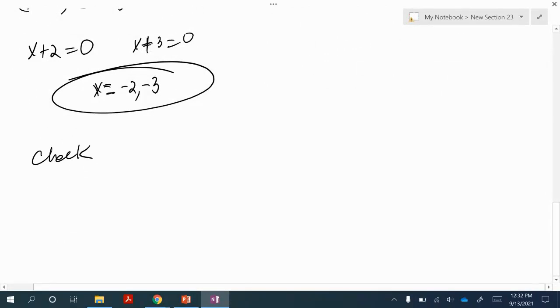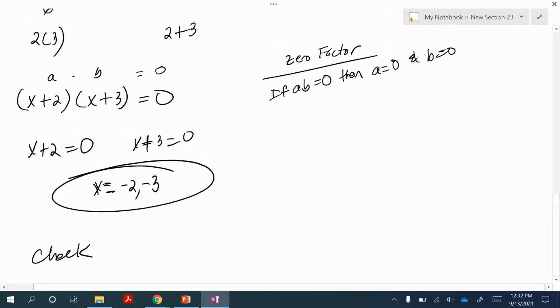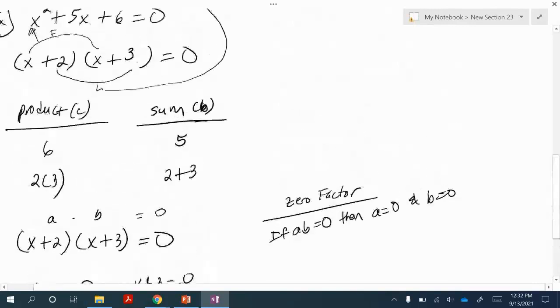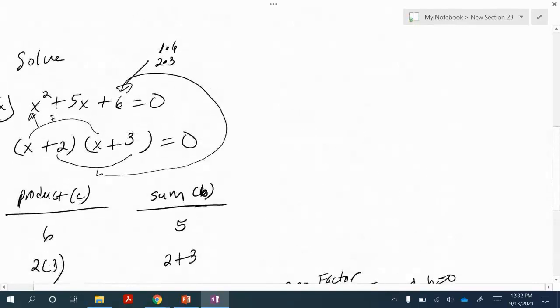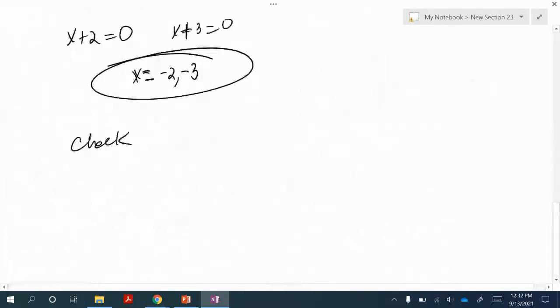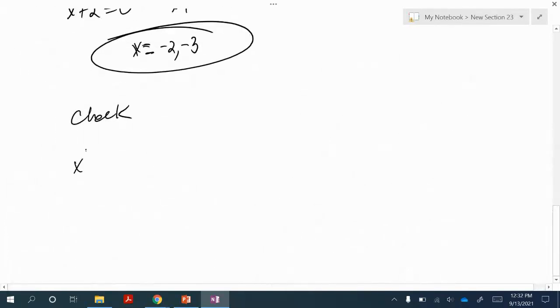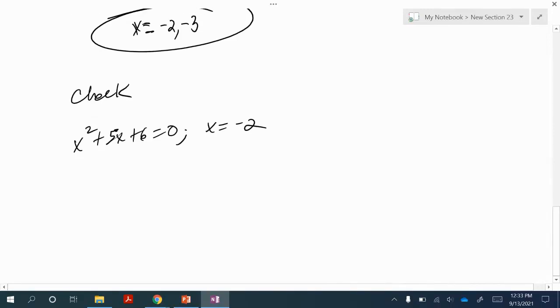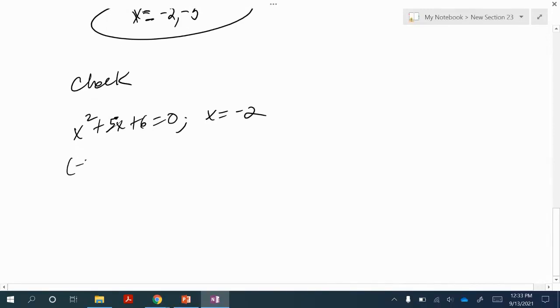Now, we can still check, just as we check our linear equations. So remember, in order to check, we will go back to our original problem, which is x squared plus 5x plus 6 is equal to 0. And when we check our numbers, we only want to check one number at a time. So first I'll check -2. So wherever I see an x, I'll place in a -2.